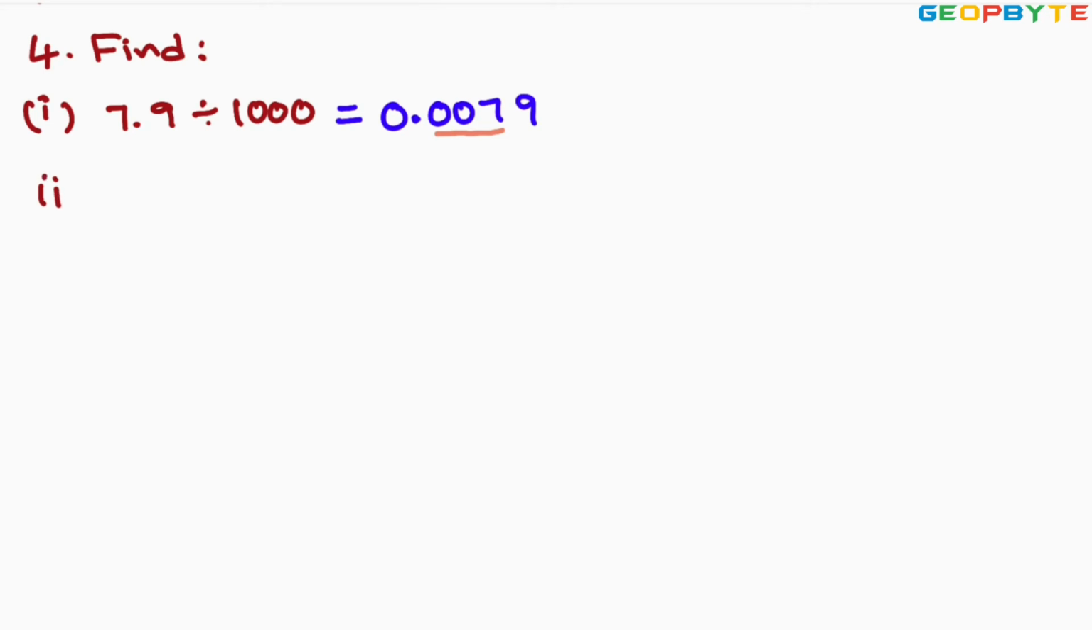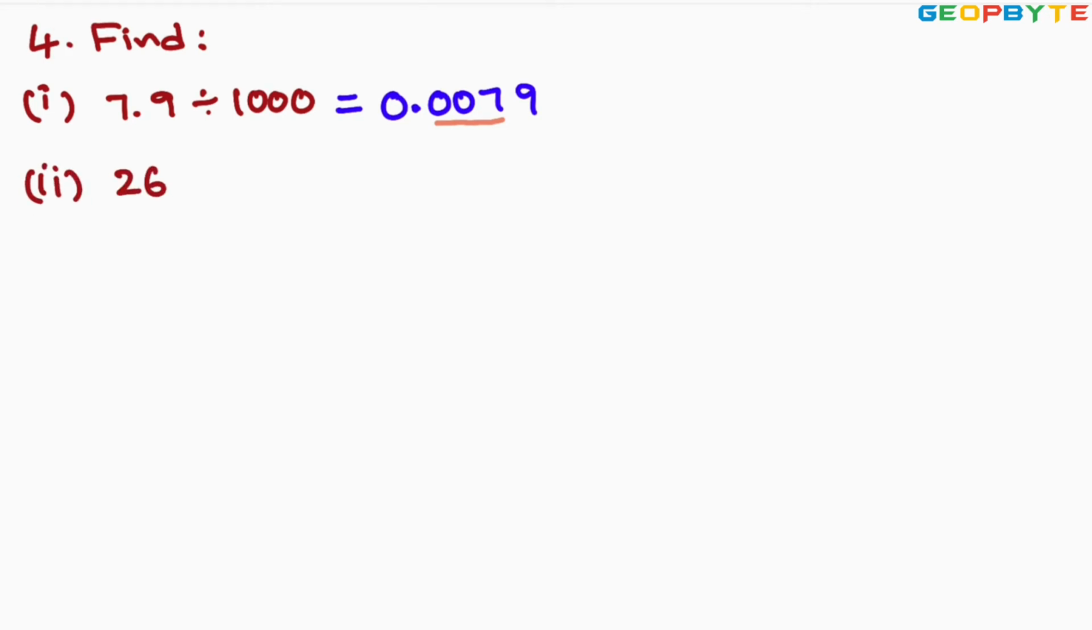Next, second one. 26.3 divided by 1000. On dividing a decimal by 1000, the decimal point is shifted to the left by 3 places. So if we shift the decimal point towards left by 3 places, then we'll be getting 0.0263. Initially the decimal point is after 6, so if we shift towards left by 3 places, then we'll be getting 0.0263.